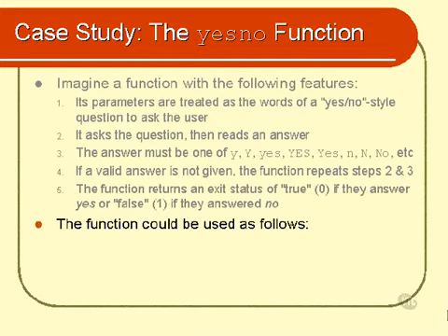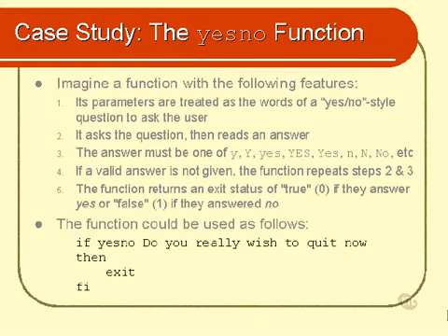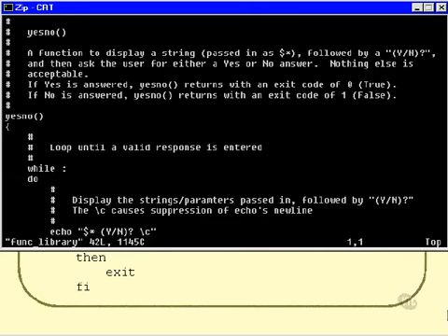And then you might use the function in the following way. You could simply say, if yes/no, do you really wish to quit now? And if they answer yes to that, then the function will return true, which means the if statement will succeed, which means the exit will run. So essentially if they answer yes, then the shell script will exit. So let's have a look at that now.